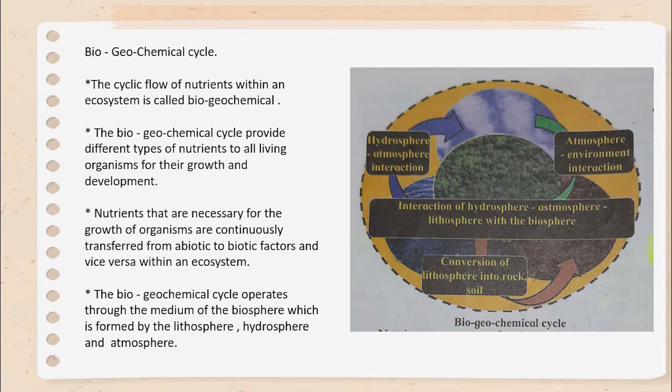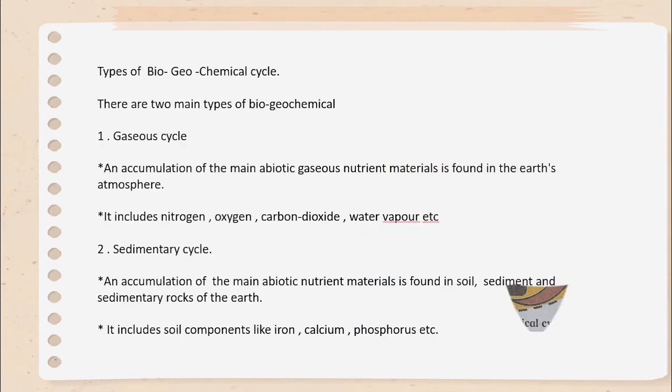Students, when you observe the figure of the biogeochemical cycle, you will see that there is a cyclic flow between hydrosphere and atmosphere and atmosphere and lithosphere, which together form our biosphere. Now our next subtopic is types of biogeochemical cycle. There are two types of biogeochemical cycle, namely gaseous cycle and sedimentary cycle. In gaseous cycle, there is an accumulation of main abiotic gaseous nutrients in the Earth's atmosphere, and it involves nitrogen, oxygen, carbon dioxide, water vapor, etc.